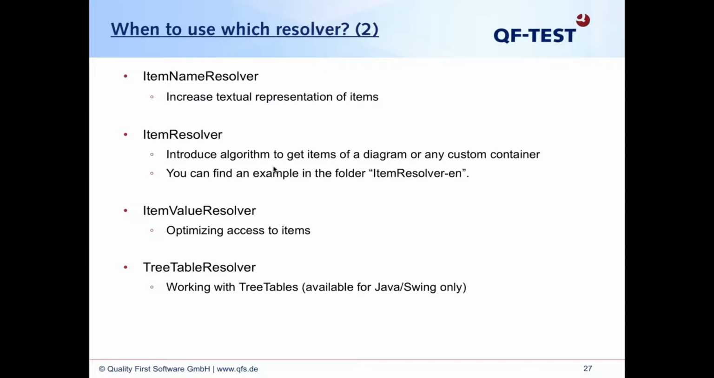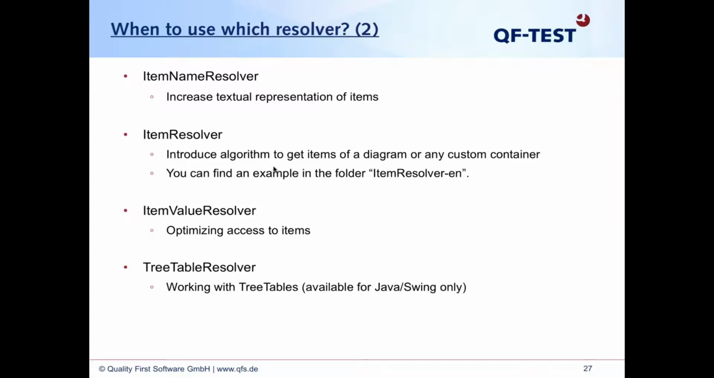And the item value resolver is like the item name resolver, only for the internal value. Then there is a tree table resolver, which you use when you are in Swing and you want to have a table with a tree in front, which is a standard component in other UI libraries like FX or SWT, but which does not exist, unfortunately, in Swing.